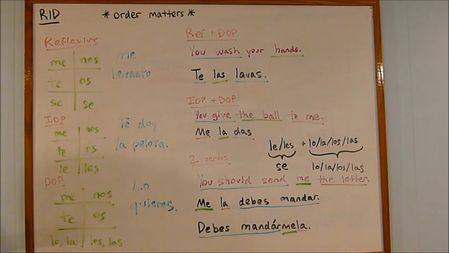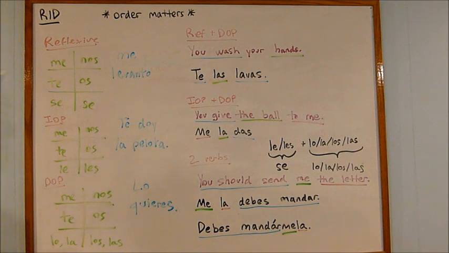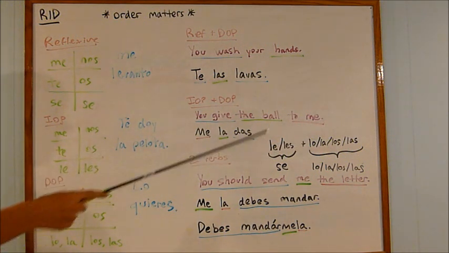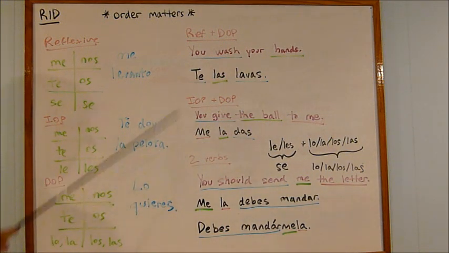Now, when you have an IOP and DOP combined, you may come across the case where both of the pronouns start with an L. So if I said you give the ball to him, theoretically it would be le la das. However, in Spanish, when you have both starting with L, the indirect object pronoun changes to se. So instead of le la das, you would have se la das. It's just so that the fluency of the sentence is more pronounced and you don't stutter when you speak.